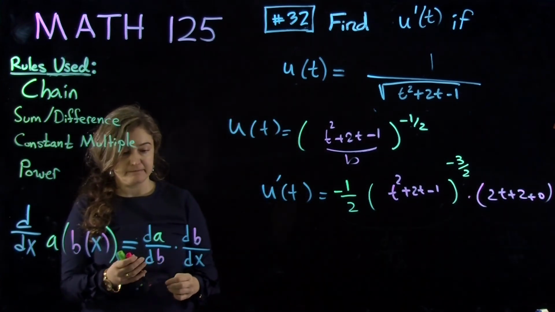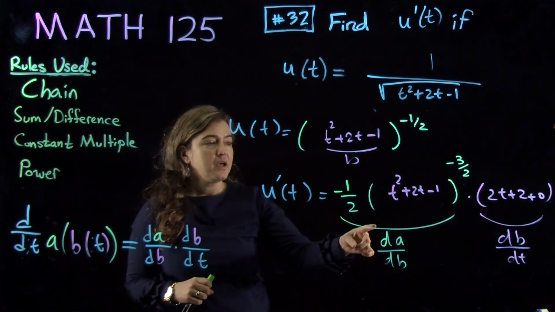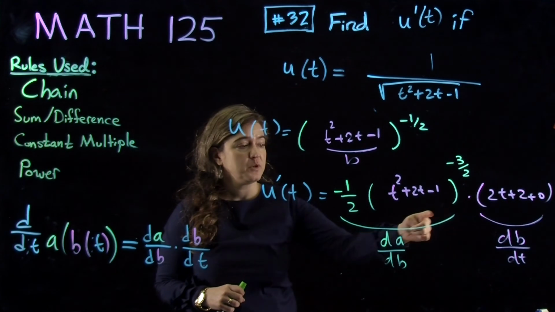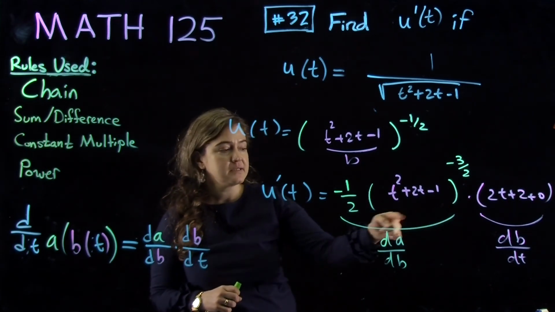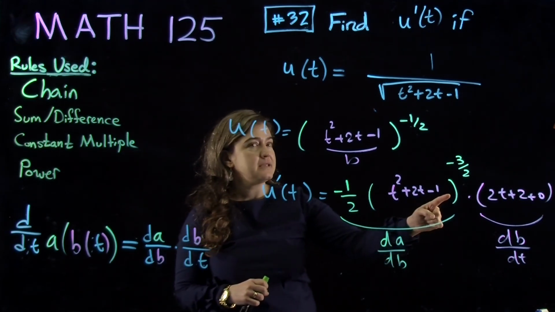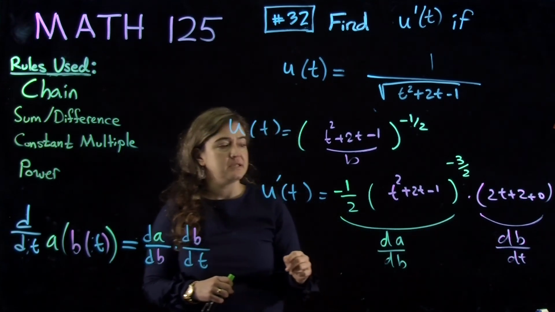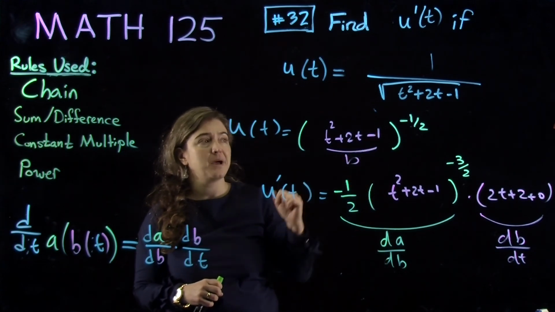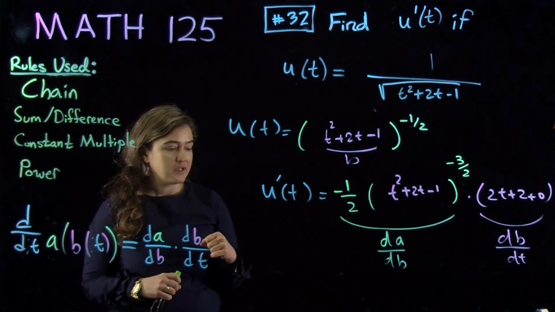So, continuing with the same problem, I want you to notice that when you are taking the derivative of the outer layer, this is called dA dB, and then the derivative of the inner layer is dB dt. The outer layer is b raised to power negative 1/2. And we're done.